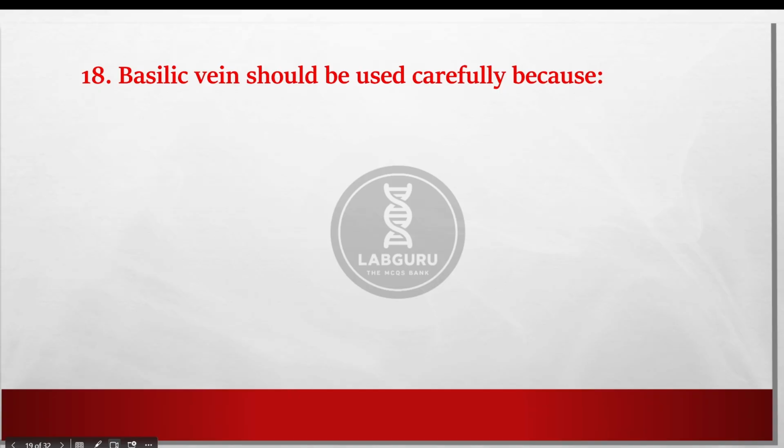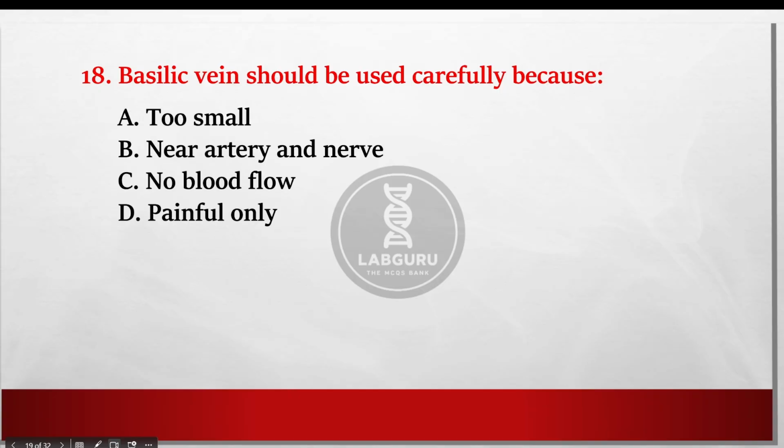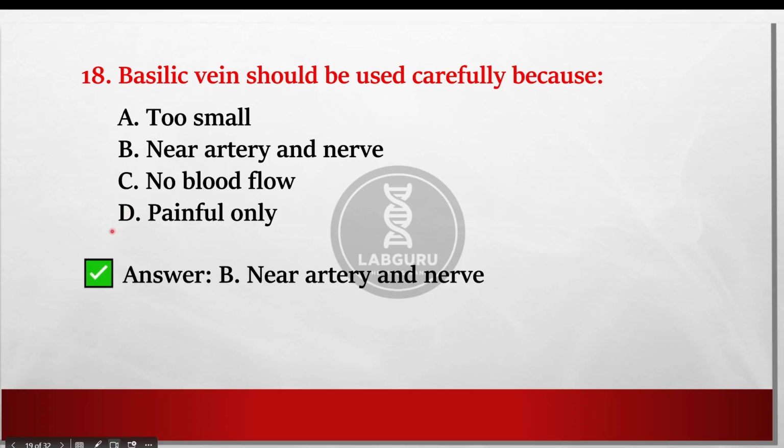Next question is basilic vein should be used carefully because when we are pricking or when we are inserting the needle in the basilic vein, why we have to be more careful? The options are basilic vein is too small. Option B, it is near to the artery and nerve. Option C, no blood flow. Option D is painful only. So the right answer is option B because the basilic vein is very near to the arteries and nerves, so you have to be more careful. Higher risk of injury if you insert the needle instead of vein to the artery or nerve, it will get risky or it will injure the patient, so you have to be careful.